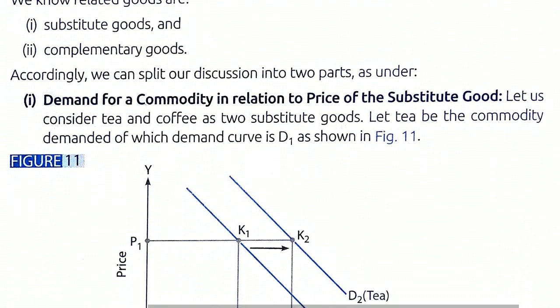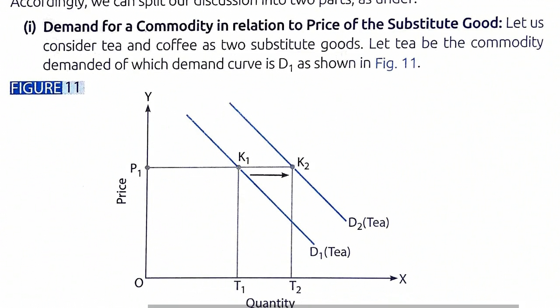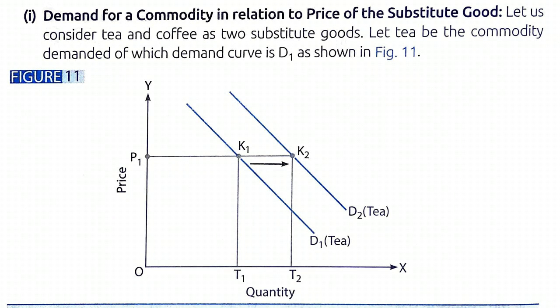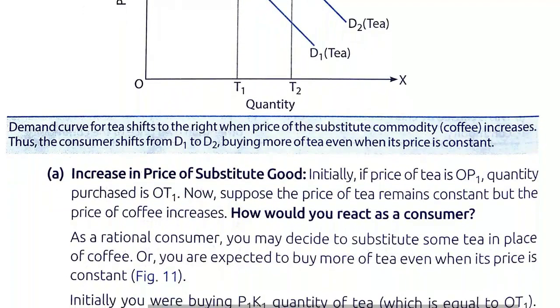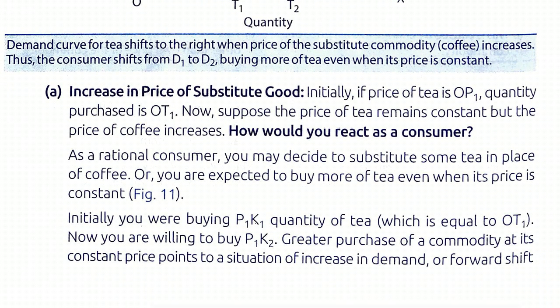So demand for a commodity in relation to the price of substitute goods. We can see here that the price of the commodity remains the same. Tea is the example here. The price of tea remains the same, but there is an increase in demand for tea because of an increase in the price of coffee. So the reason is an increase in the price of substitute goods. Since there is an increase in the price of coffee, there is a rightward shift in the demand curve of tea. That means demand for tea increases because many people who were earlier consuming coffee will now consume tea.